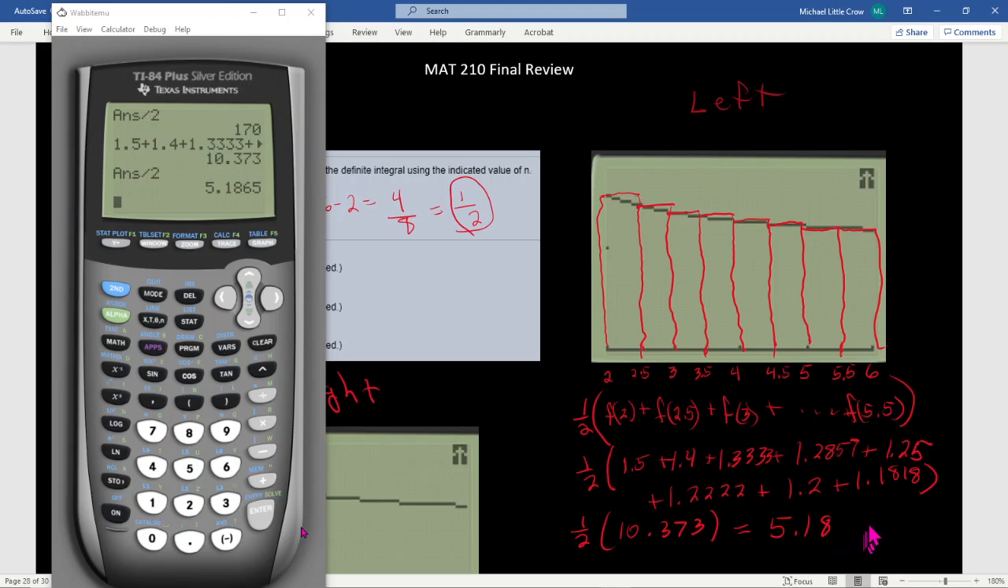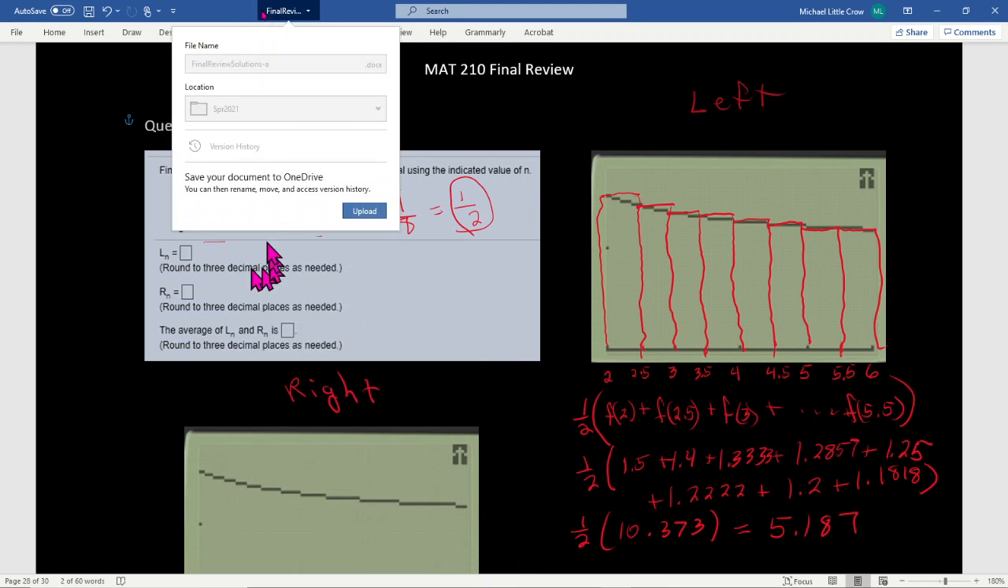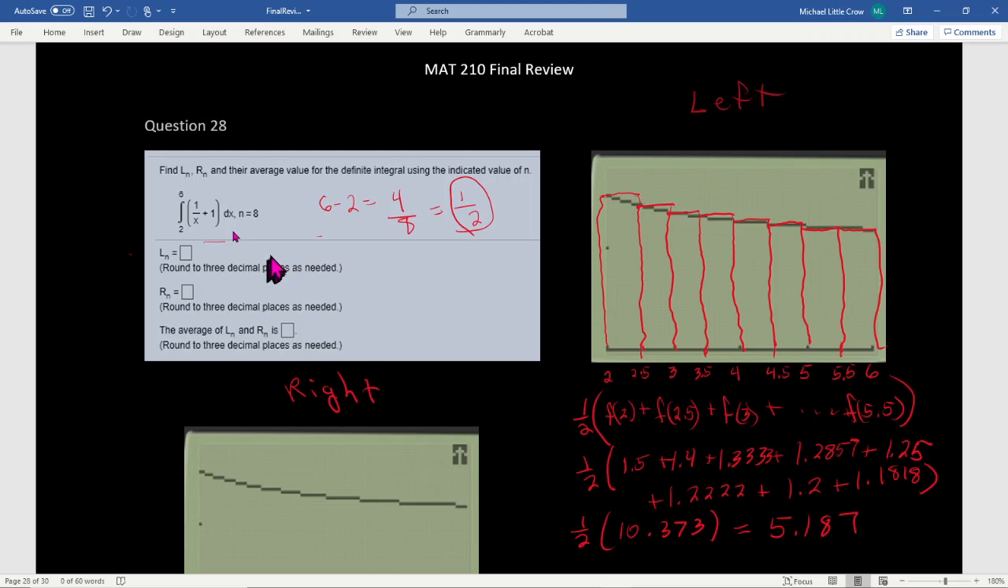So then that's going to be 5.18. And again, now, since this is really the last step, we will go ahead and round it to 3 decimal places, so that 6 becomes a 7. So that's why we want to be careful when they're asking for the decimal places. Oops. So what is it?